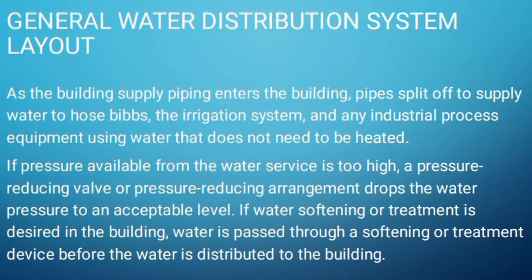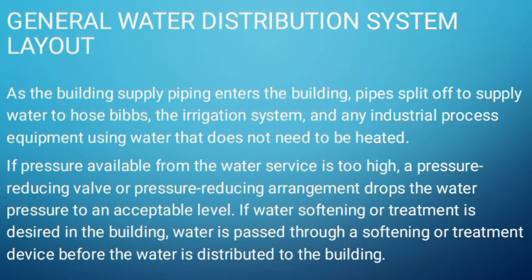If pressure available from the water service is too high, a pressure-reducing valve or pressure-reducing arrangement drops the water pressure to an acceptable level. If water softening or treatment is desired in the building, water is passed through a softening or treatment device before the water is distributed to the building. Water softening or treatment is done after irrigation water and or water process equipment is removed.